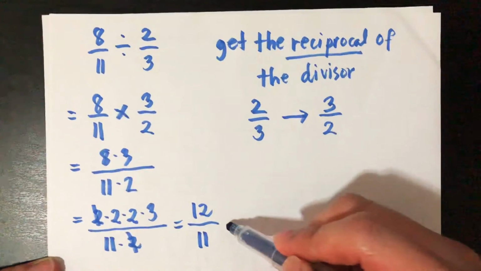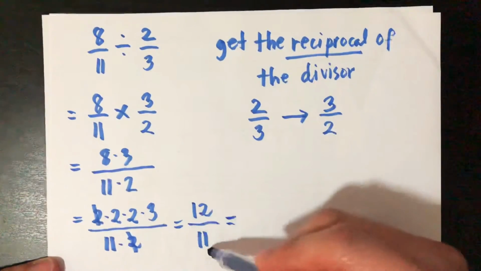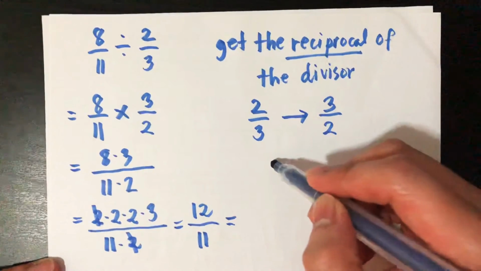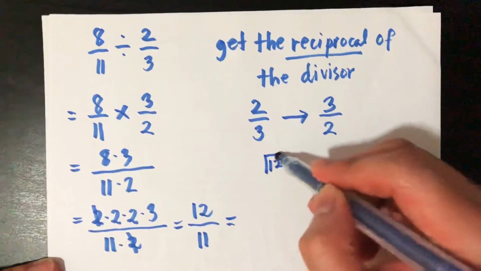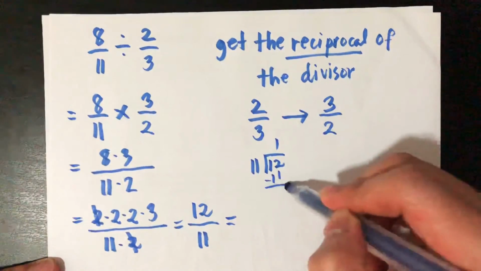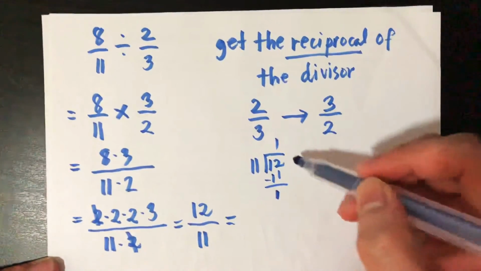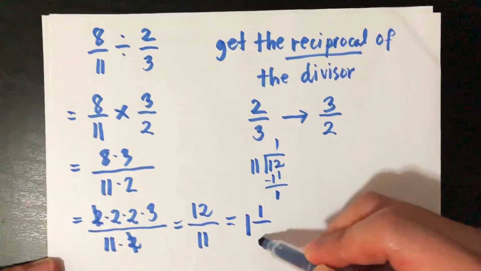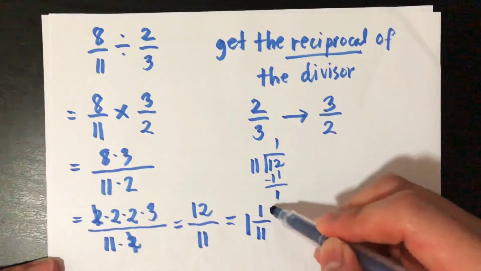Again, we need to convert this to a mixed number because this is not yet the final answer. So we have 12 divided by 11. We have 1, remainder 1. So the answer here is 1 and 1 over 11.